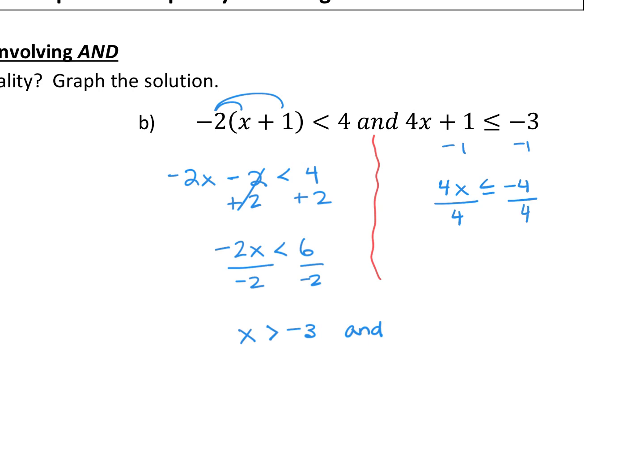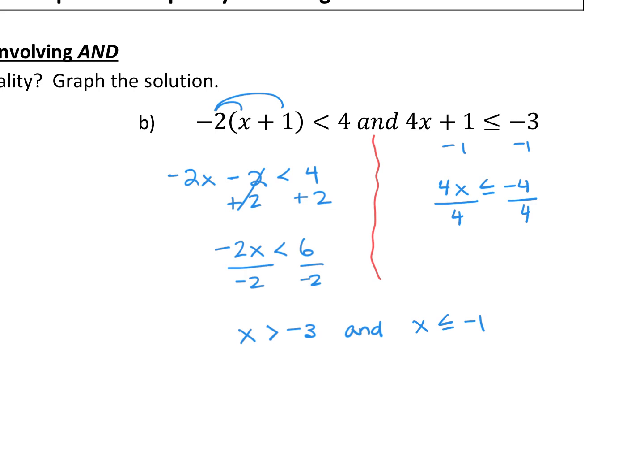Now because what we're dividing by is positive, we do not flip the inequality. It doesn't matter that this top 4 is negative, but we're dividing by a positive 4, so our inequality does not change. So x will be less than or equal to negative 1. All right, so x is greater than negative 3 and x is less than or equal to negative 1.